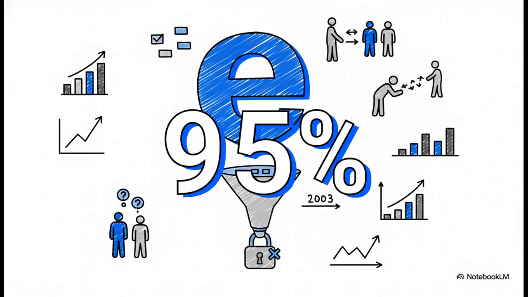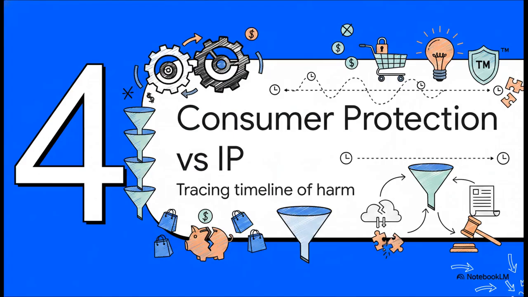And what was the result of that disruption? Internet Explorer reached a staggering 95% market share by 2003. Now, this number isn't just an isolated statistic. It represents the absolute endpoint of a disrupted behavioral funnel, where consumer choice was effectively bypassed altogether. Moving right along to Section 4, Consumer Protection versus IP, tracing the timeline of harm.